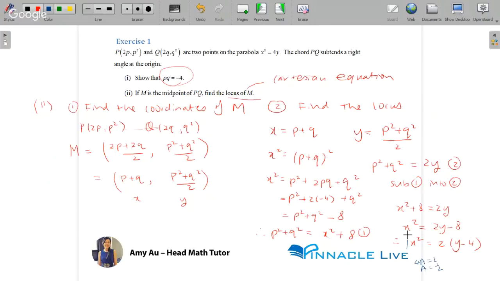The final expression has no p's and q's in it. Yeah, that's when you know you've got it all done. No p's and q's, just x and y.